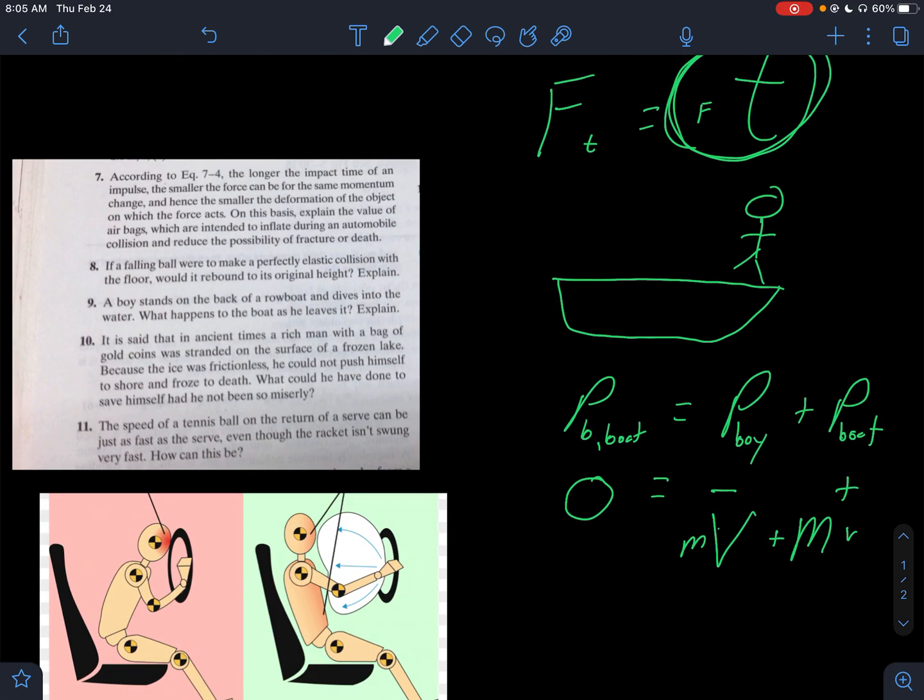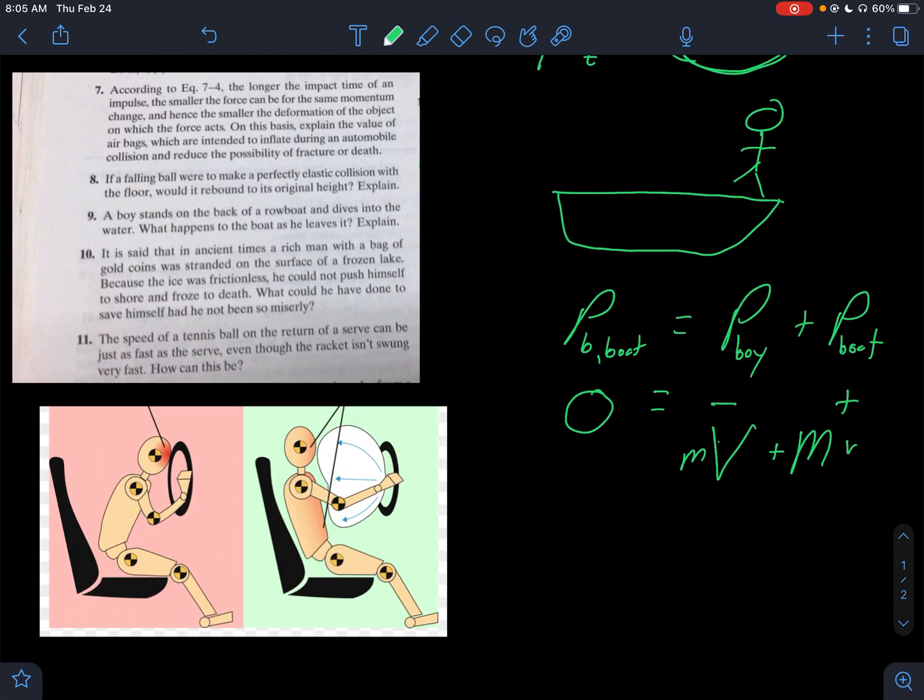And then 11: the speed of a tennis ball on the return of a serve can be just as fast as the serve, even though the racket isn't swung very fast. How can this be? First off, with the racket still and the ball moving, it says can be just as fast. So if we're assuming all energy is conserved, it's a perfectly elastic collision.